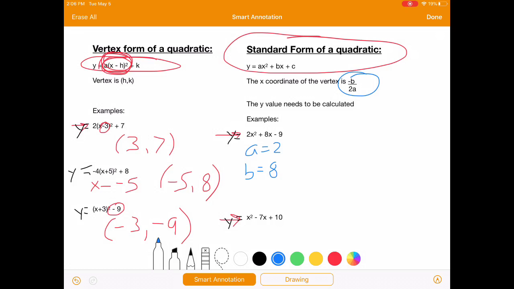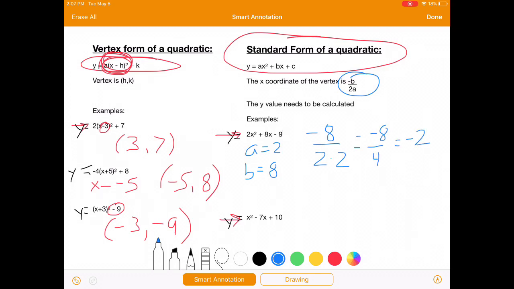And the c, if you remember from the other parts, the c just shifts the parabola up and down. So since we're dealing with just the x coordinate here, there is no left or right movement from that c, so that's why it's not part of the formula to find the x coordinate. Now obviously it's going to matter where the y coordinate is, but that will come in later. So for negative b over 2a, we have negative 8 over 2 times our a, which is 2. So this is negative 8 over 4, which gives us negative 2.